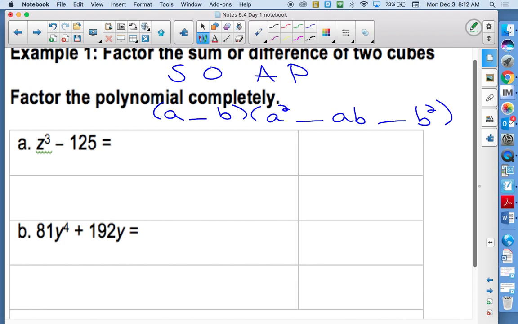So we're going to look to see if we can try and factor these. The first one says z cubed minus 125. So the tricky thing now is to think of cubes. That's going to be the hard part. What times what makes 125? Odette? 5. So my a term is z, the b term is 5. 5 times 5 times 5 makes 125.